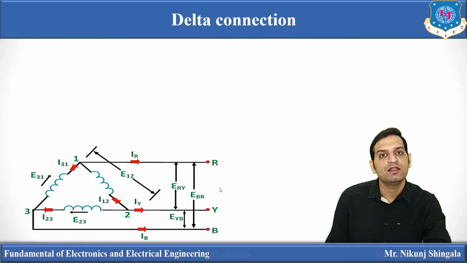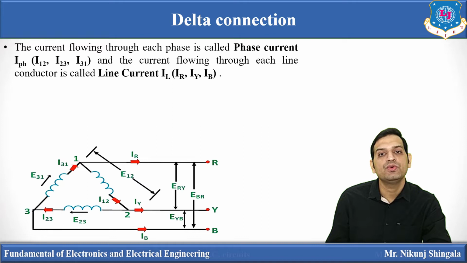So here you can see again one delta connected system. R, Y and B are the lines. IR, IY and IB are the line currents. Then E12, E23 and E31 are the phase voltages. The current flowing through each phase is a phase current, that is I12, I23 and I31 in this case. And the current flowing through each line conductor is nothing but the line current, that is IR, IY and IB, and generally it is denoted by IL.